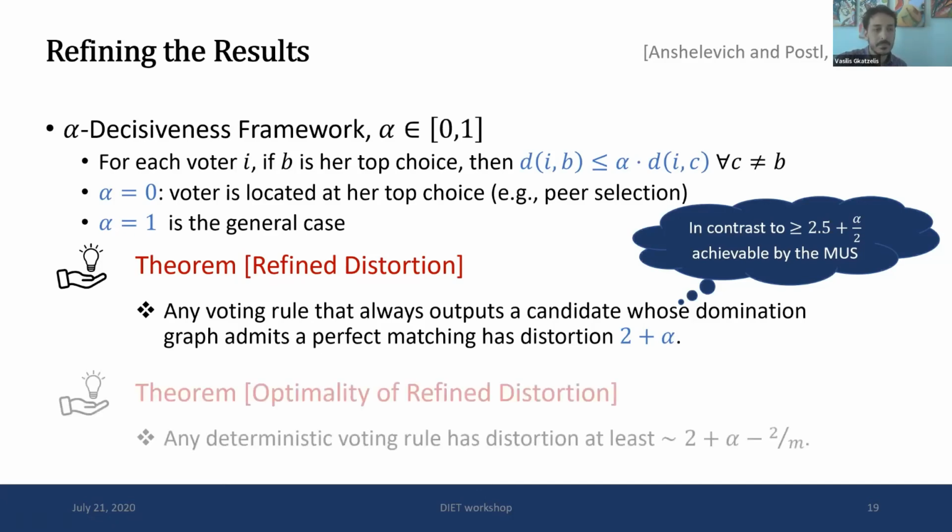And we also have a lower bound that any deterministic voting rule has distortion at least 2 plus alpha minus 2 over m, m being the number of candidates. So if the number of candidates is really large, if you don't restrict the number of candidates in arbitrary instances, this is actually as good as it gets.